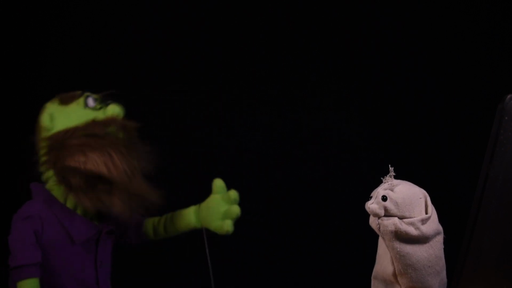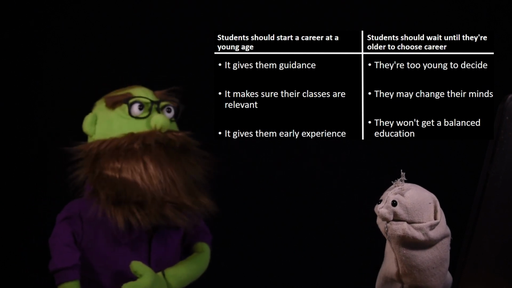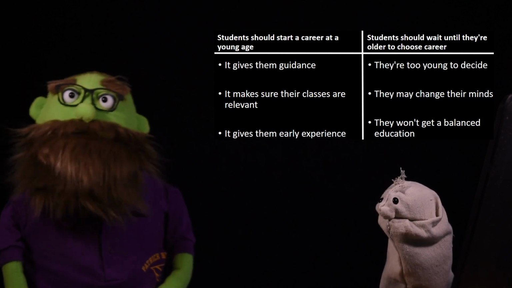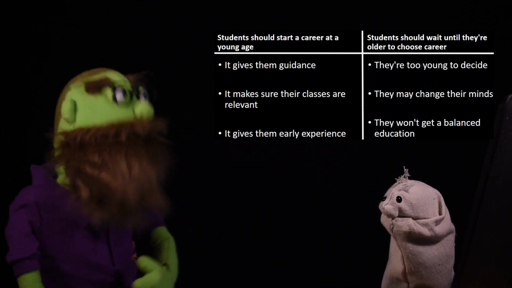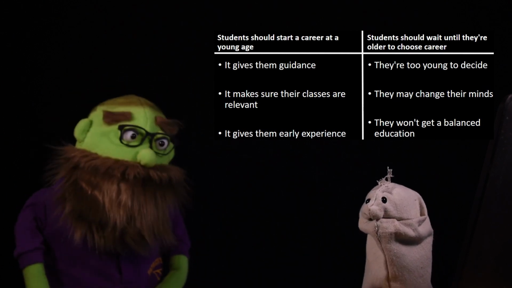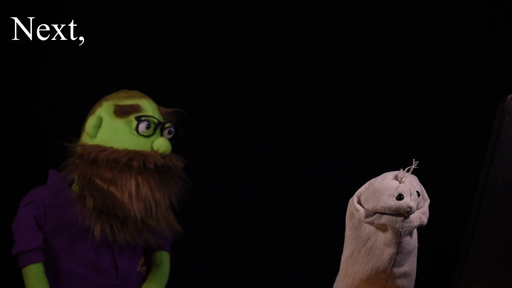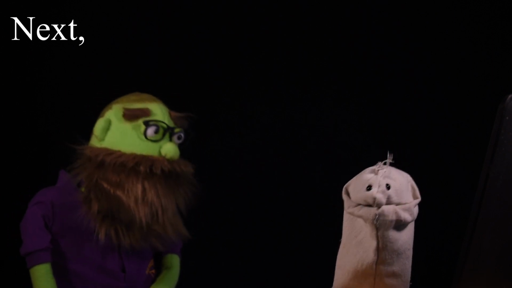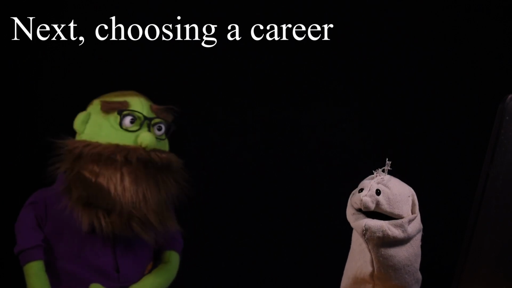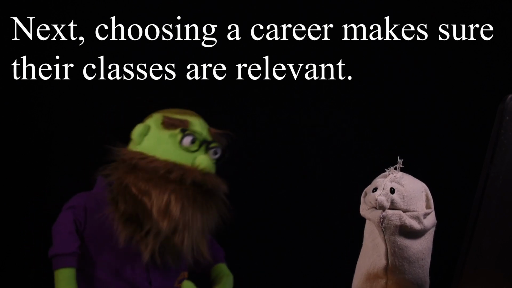So, if we go back to our T chart, it looks like our next topic sentence is going to be some form of, it makes sure their classes are relevant. So, we're going to choose one of our transition words and then rework that bit from our T chart and boom! You've got a good transition sentence. Okay, so we'll take next, and then, I can't say it, because we don't know what it is, so choosing a career, and then, make sure their classes are relevant? Like that? That's great for a first draft.